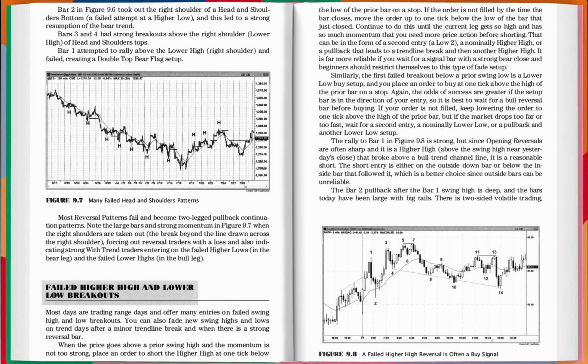Note the large bars and strong momentum in figure 9.7 when the right shoulders are taken out, the break beyond the line drawn across the right shoulder, forcing out reversal traders with a loss, and also indicating strong with-trend traders entering on the failed higher lows in the bear leg and the failed lower highs in the bull leg. Failed higher high and lower low breakouts.